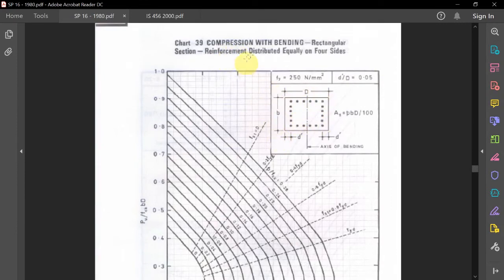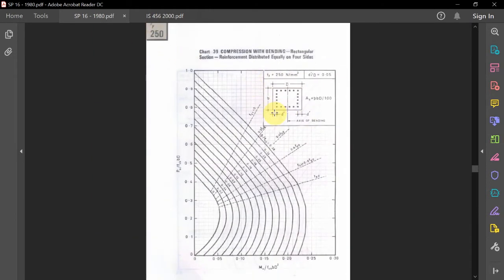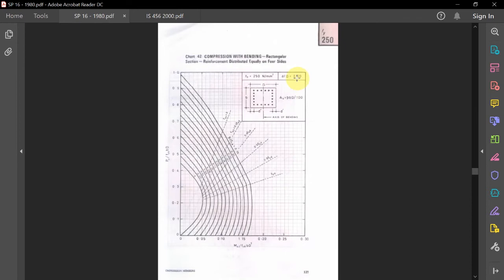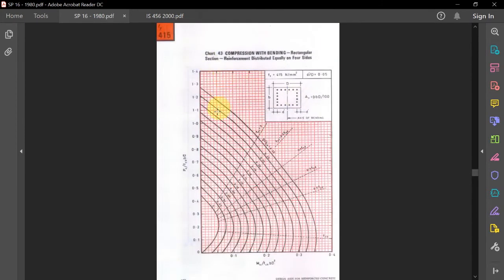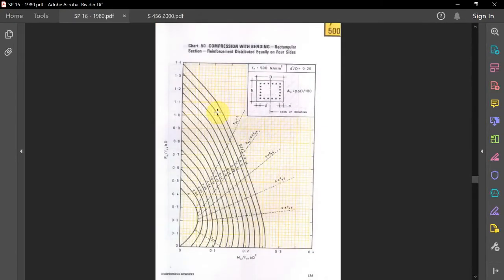So reinforcement distributed equally on four sides. If you are planning to use this, which is for biaxial bending case, then you will have to use chart 39. Again it is given for all the yield strengths and for different ratios of d dash by capital D. Then for FE415, 500. Okay, so this way it is given.